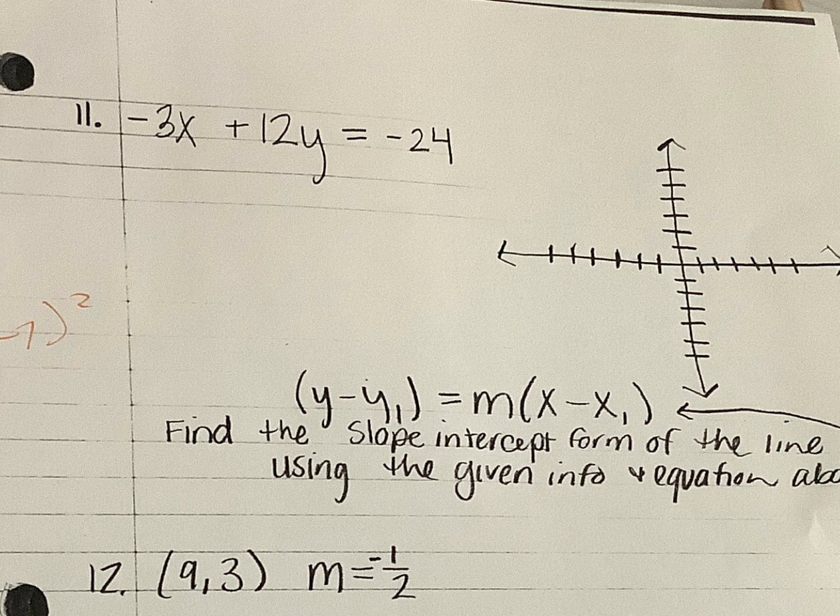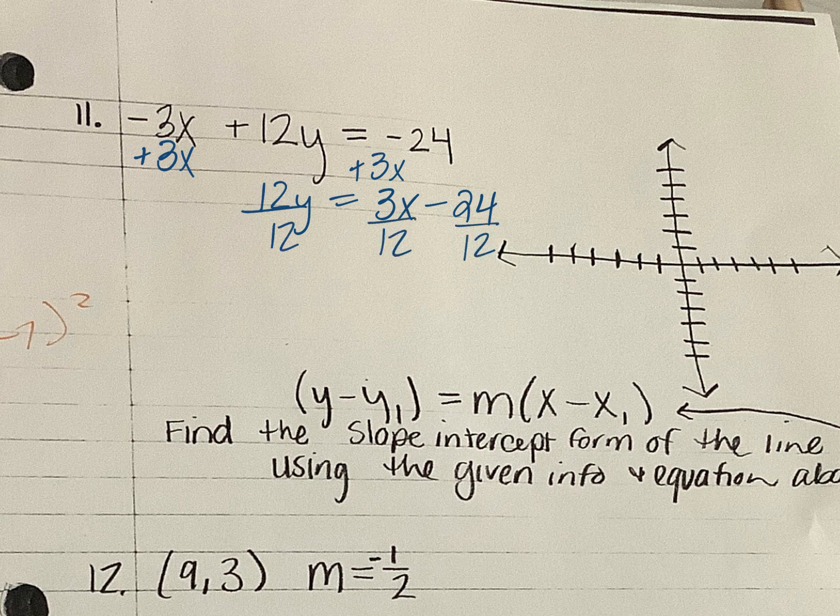So, again, we're solving for y. What are we doing? Number 11. So then you divide everything by 12. I didn't know you had to divide everything. Yeah, you have to do the slope as well. All right, so you should get 1/4 x minus 2.